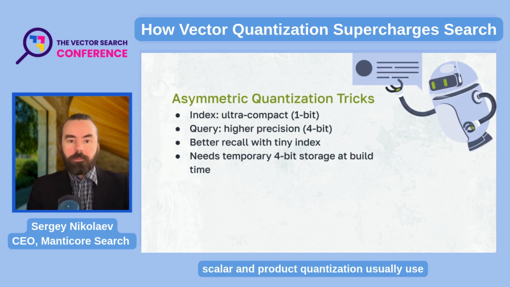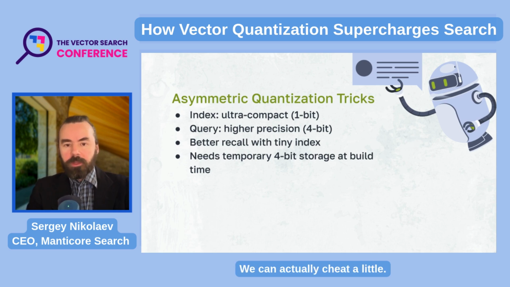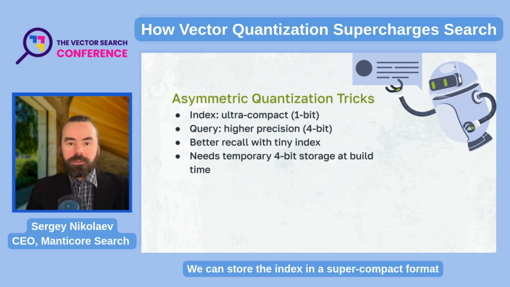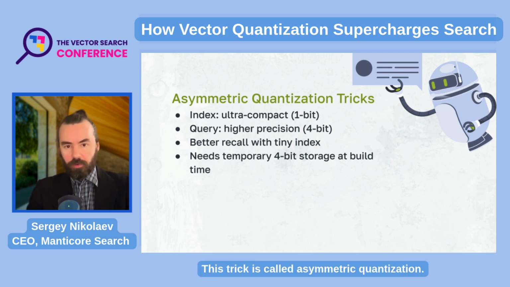So, scalar and product quantization usually use the same level of precision, both when storing the data and when running a query. But here is the thing, we can actually cheat a little. We can store the index in a super compact format to save space, but then query it using a more detailed, high precision code. This trick is called asymmetric quantization. Let me show you a quick example of how this works in practice.